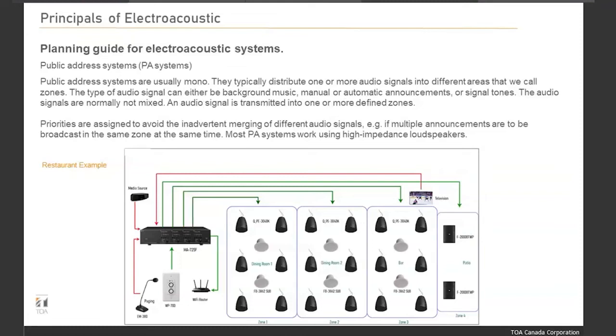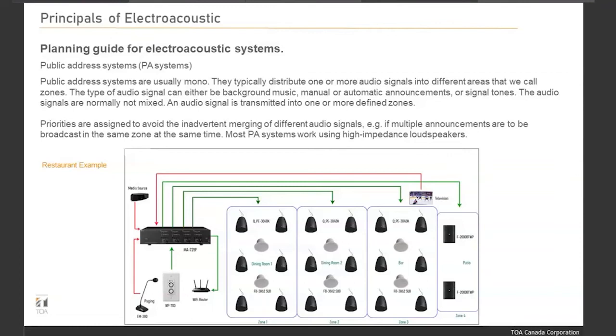So planning for electroacoustic systems, you can see on the bottom chart there is an example for the MA 725 head-end system that's connected to a Wi-Fi router and some controls, an EM380 music source like a CD player, and then you can see all the speakers in the center there, which are mostly pendants, a few ceilings, and two wall-mounted speakers, and that's divided into 4 zones.